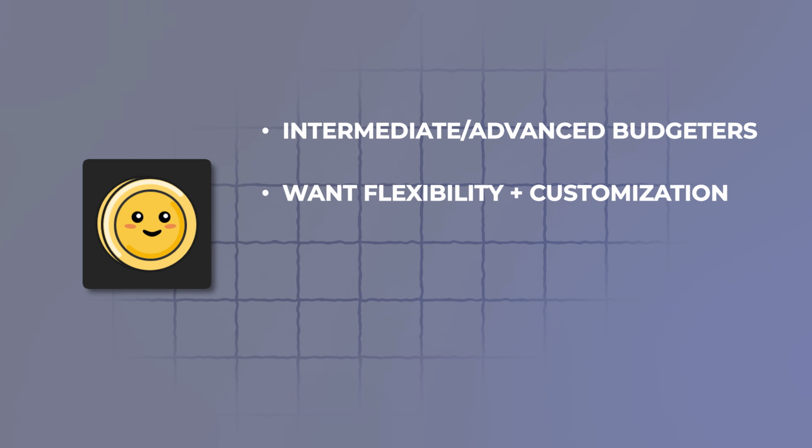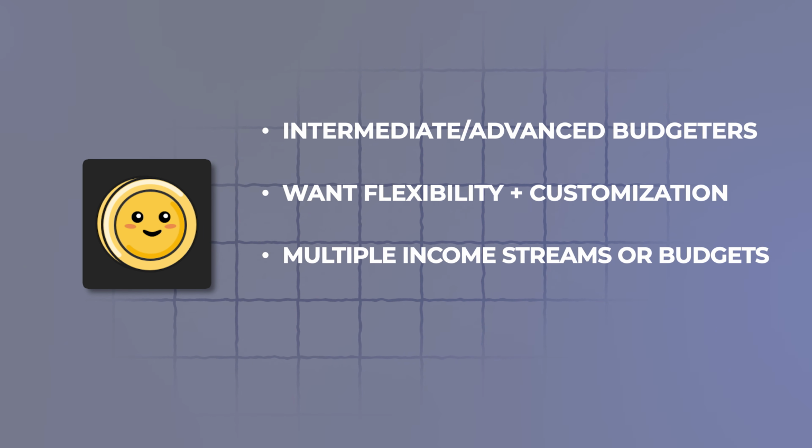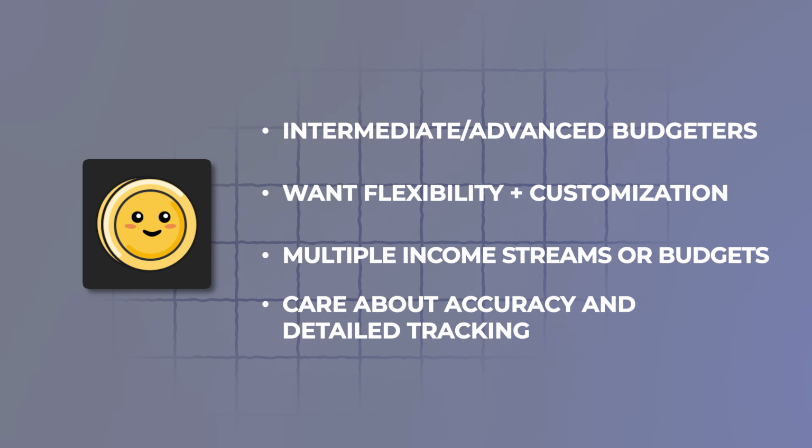On the other hand, Lunch Money is best for those who are intermediate or advanced budgeters, those that want flexibility and customization, anyone who might have multiple income streams or wants to create multiple budgets. And it's for those that care about details and accurate detailed tracking. Let's talk about the different budgeting styles. This is where we see the biggest difference.